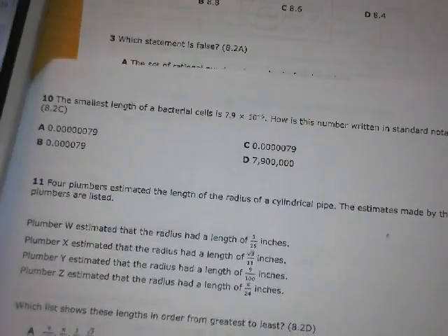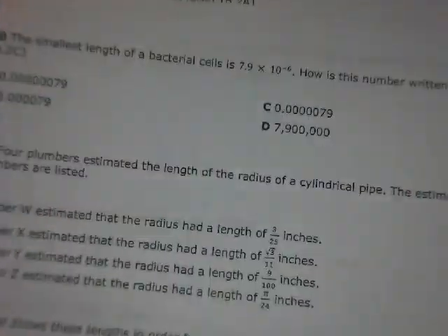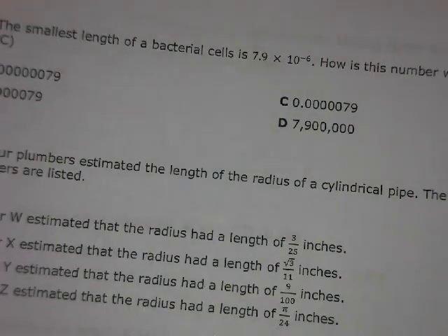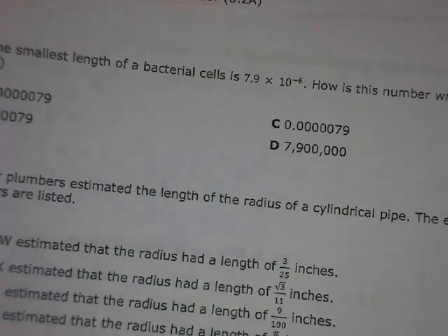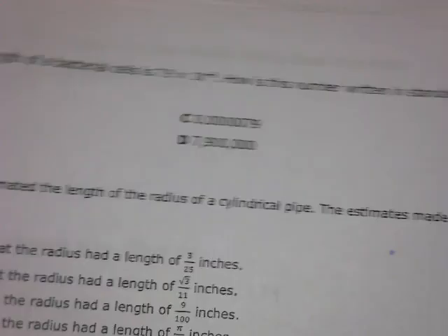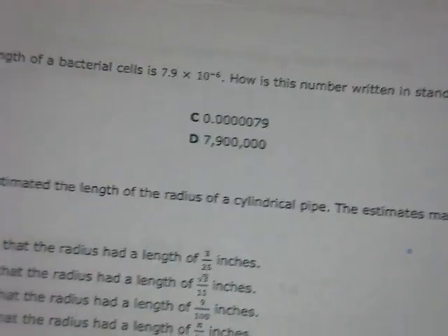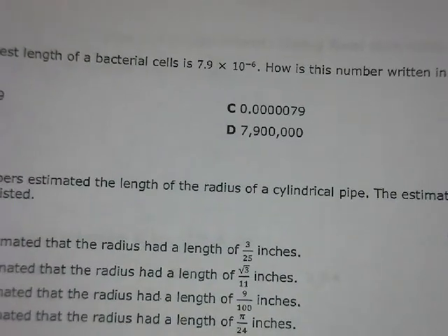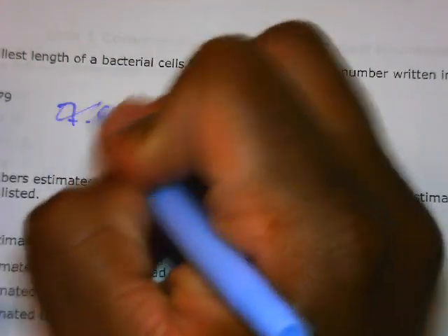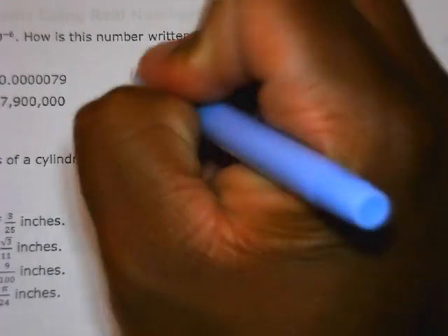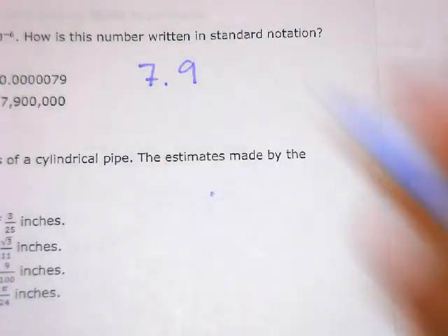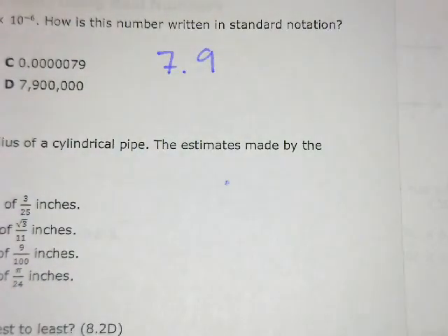Okay, so we have another scientific notation question. It says the smallest length of a bacterial cell is 7.9 times 10 to the negative 6. How's it written in standard notation? Okay, so we take this number, 7.9, and maybe I should write it over here, more space, 7.9. And so it's to the -6.